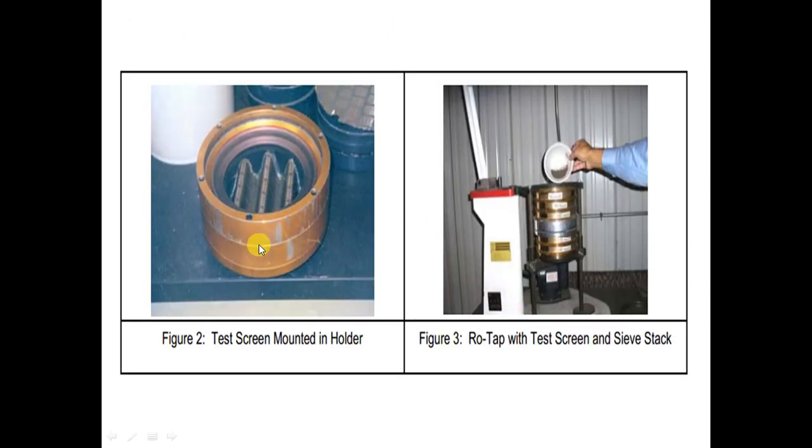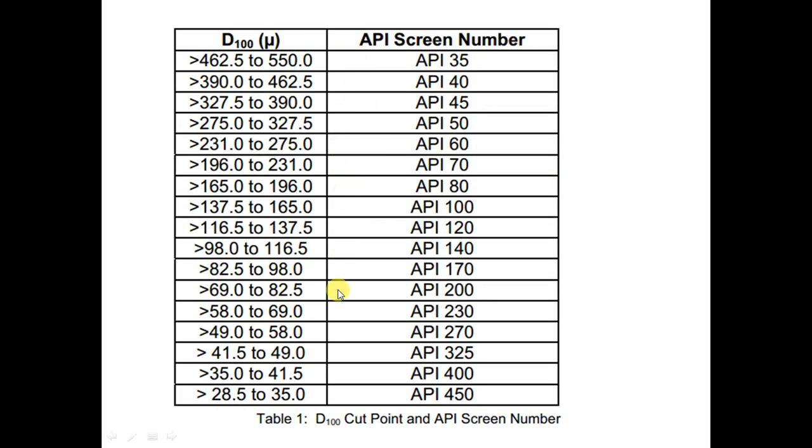As you see here, this is the holder, and this is the test screen mounted in the holder. We put the screen inside it. And this is the stack, the stack of the Ro-Tap, with the test screen and the sieve stack, and we put here the graded aluminum oxide. After that we can see the microns that have passed from here and the others that are not passing, and we can compare it to this table.